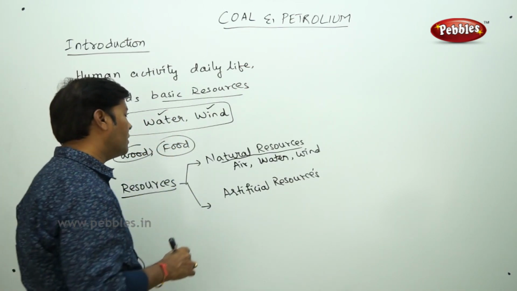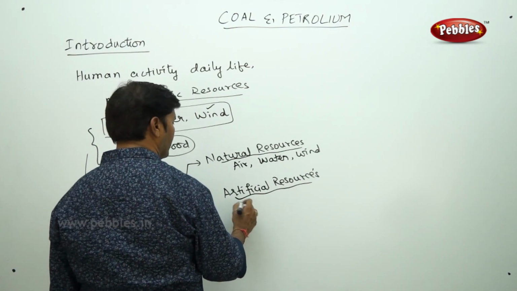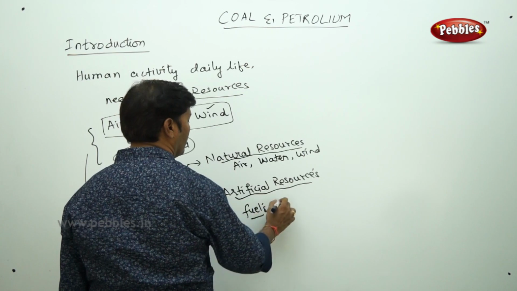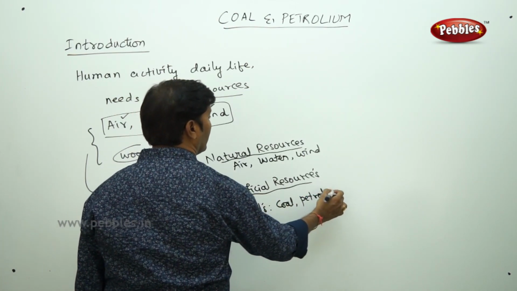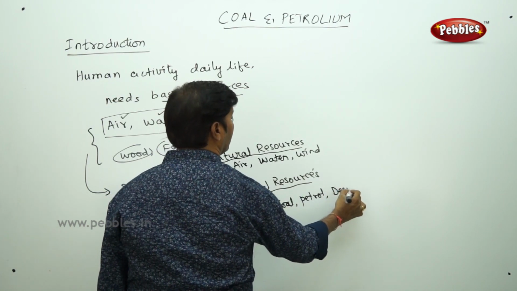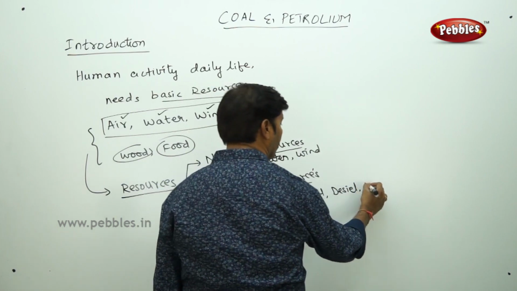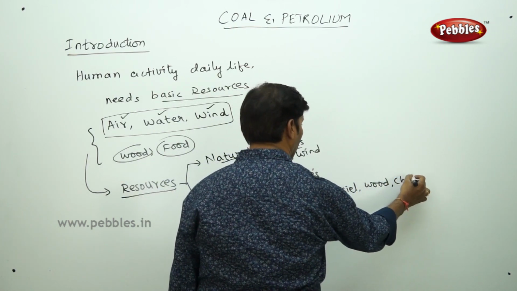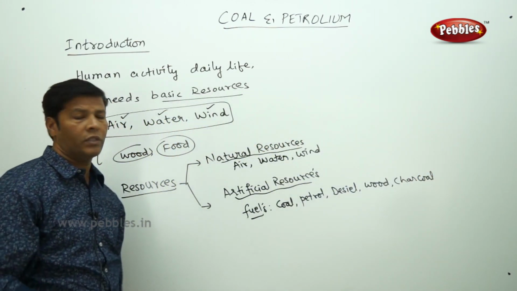If you go for artificial resources, you can take plenty of examples, particularly fuels like coal, petroleum, petrol, diesel, then wood, then charcoal. All these are artificial resources.